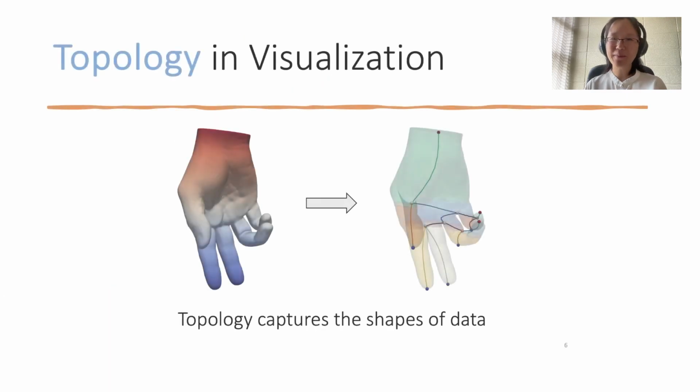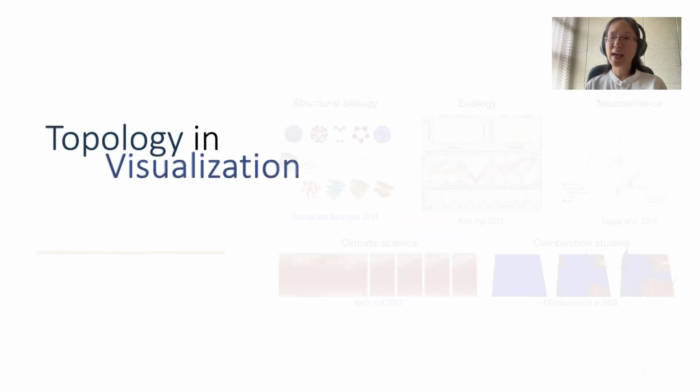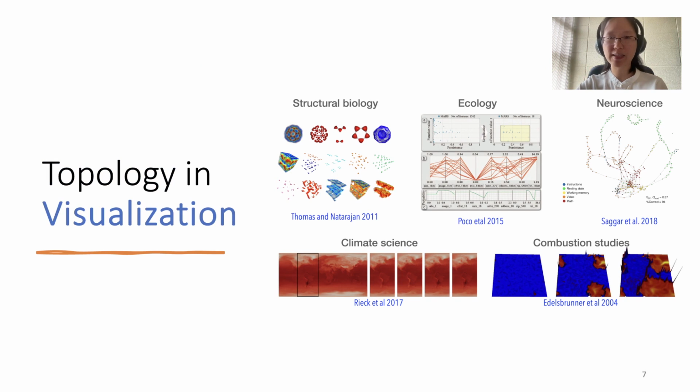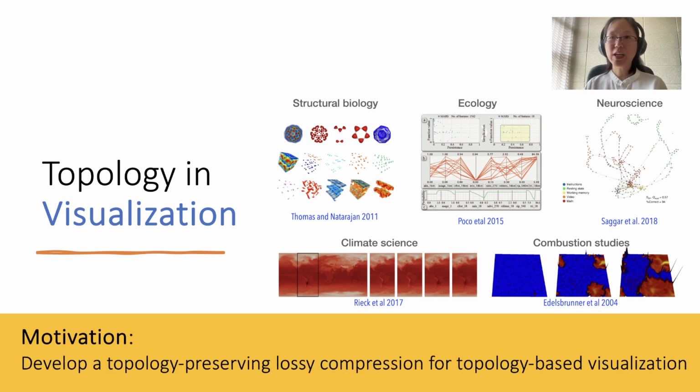So what do I mean by topology? Given a set of scalar fields, topology plays an essential role in capturing the shape of scalar field data. It has found applications in visualization across the fields of structural biology, climate science, combustion studies, etc. The motivation of this paper is to develop a topology-preserving error-bounded lossy compression for topology-based visualization.